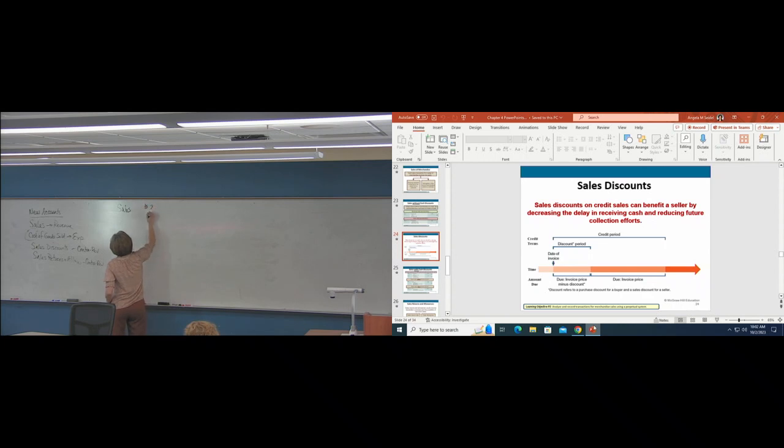So we start off with some sales number, we subtract out our sales discounts. Let me move this over here, I guess. And we subtract out our sales returns and allowances. And that gives us what? Net sales, yeah. So the word net means I took at least two numbers and subtracted.